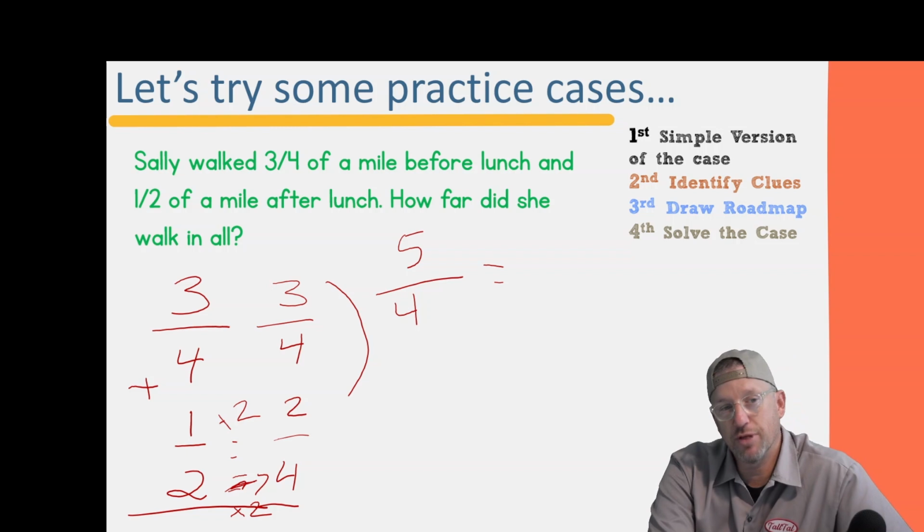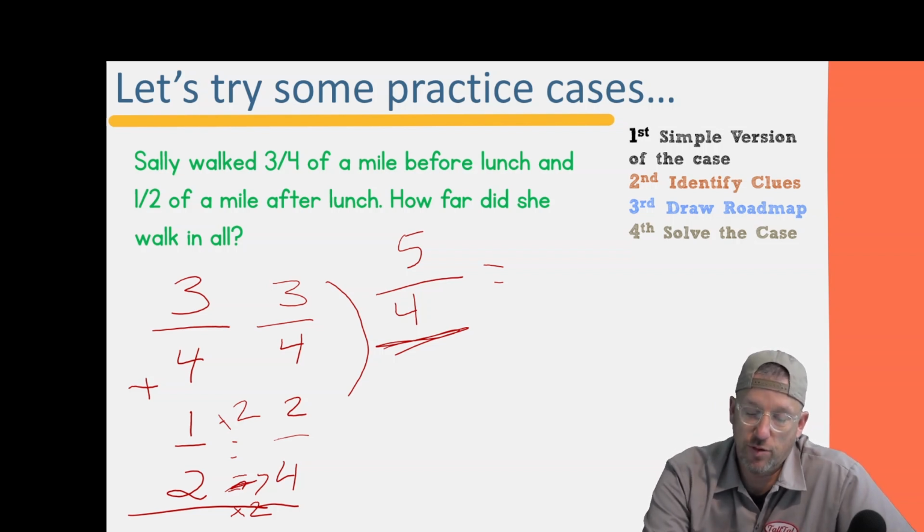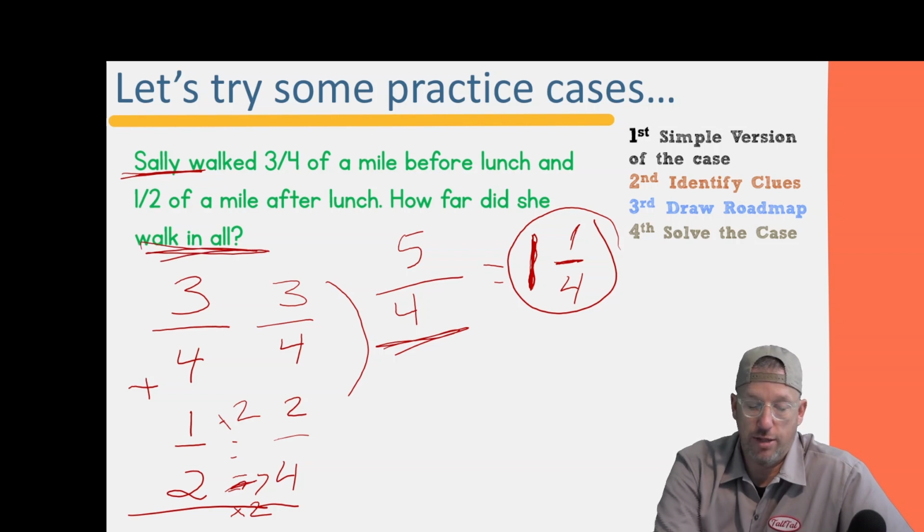And most problems are going to want you to put it in simplest form. So we're going to turn this guy into a mixed number, okay? How many times does 4 go into 5? It goes into it 1, so we can get rid of 1 whole. And what do we have left over if we got rid of 4/4? We have 1 of those left. So we have 1 1/4. That's how far Sally walked in all, okay?